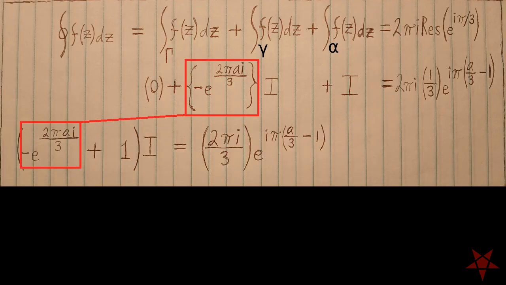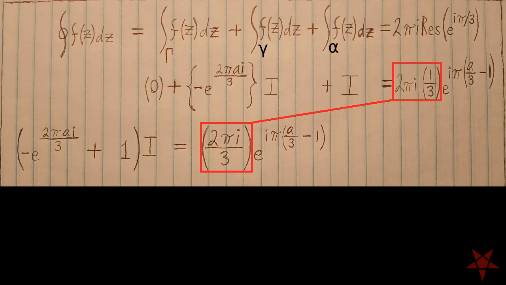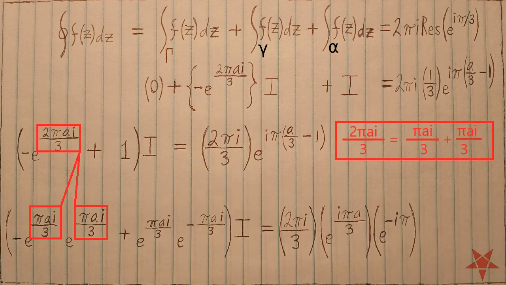On the left-hand side, we consolidate the factors of capital I and place them inside of parentheses. On the right, we combine 2 pi i and 1/3 into a single multiple of the exponential. Going back to the left-hand side, we see that the exponent in the first term inside of the parentheses can be cut in half. This allows us to factor e to the power of 2 pi ai over 3 into two separate terms, both equal to e to the power of pi ai over 3.